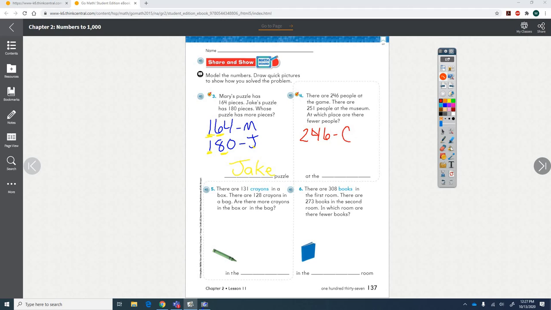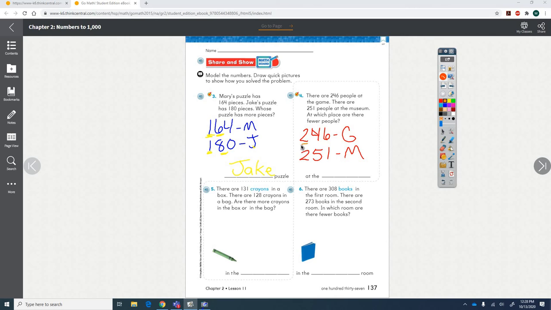So I'm going to say, okay, 246 are at the game. I'll put a G for game. 251 are at the museum. I'll put an M for museum. I want to know which place has fewer. Remember, fewer means little, so we're looking for the little number this time.